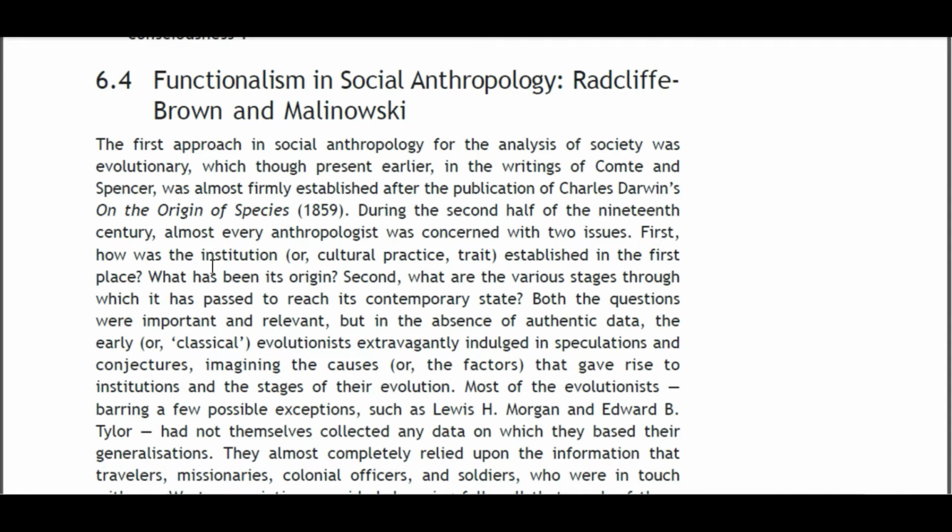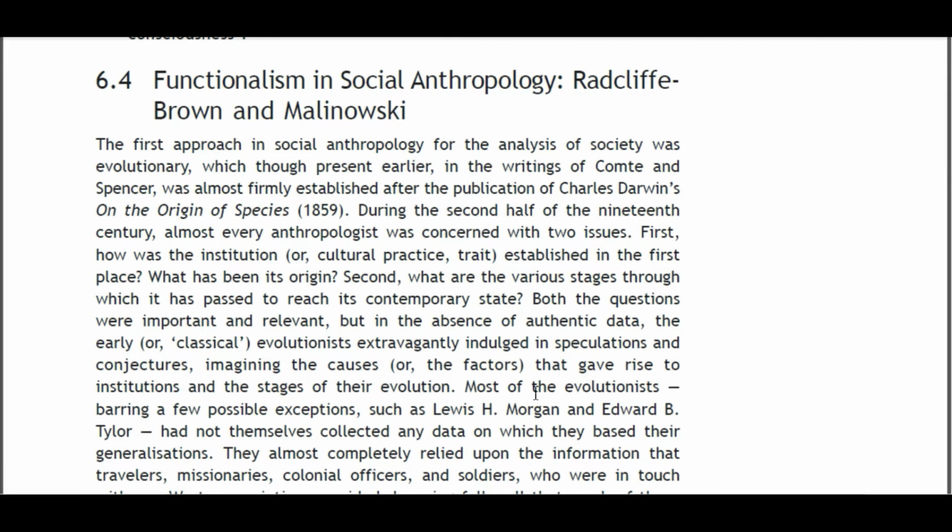First, how was the institution or cultural practice established in the first place? What has been its origin? Second, what are the various stages through which it has passed to reach its contemporary state? Both the questions were important and relevant, but in the absence of authentic data, the early or classical evolutionists extravagantly indulged in speculations and conjectures, imagining the causes or the factors that gave rise to institutions and the stages of their evolution.